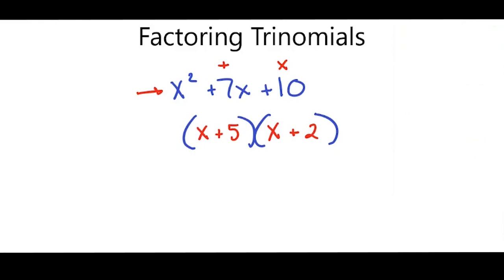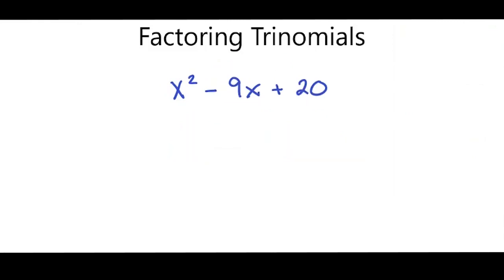So the way you factor this trinomial is to break it into two parentheses. And those two parentheses, you factor it into two binomials. And those two binomials are x plus 5 and x plus 2. So here I have x squared minus 9x plus 20.